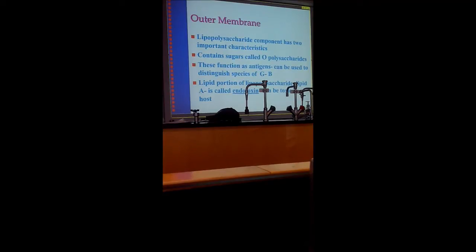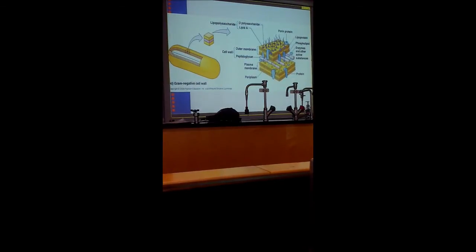Lipid A is the endotoxin. Endo means inside, in this case, inside the outer membrane. And toxin's a poison. The endotoxin is what makes us sick. When we're sick with a gram-negative infection, it's the endotoxin in the bacteria that's doing it. And as you can see, it's part of the membrane, the outer membrane. That's why endotoxin.